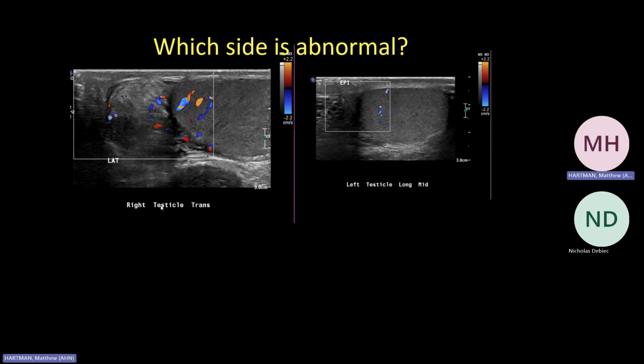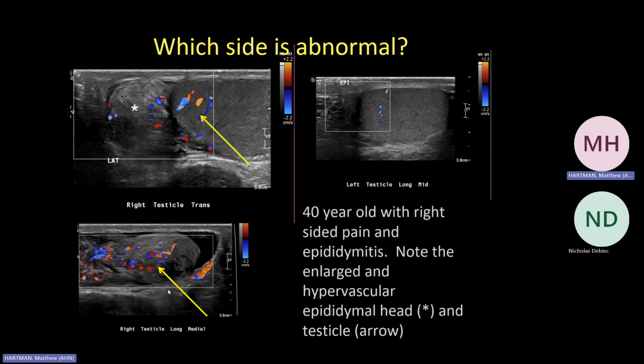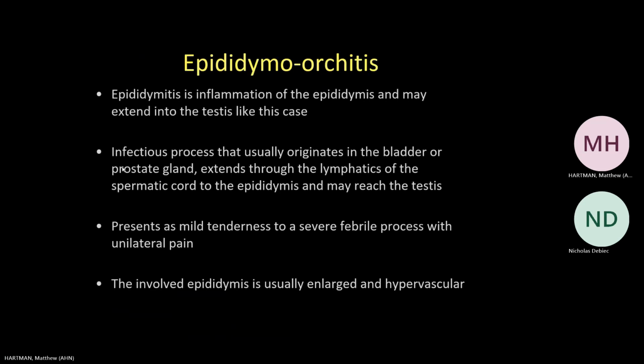Now, how about this case where there is right-sided pain? So we get the testicle, and then above the testicle, the epididymis, which is enlarged and a little bit hyperemic. And we focus on the epididymis, and we show it's very hyperemic. This is a case of epididymitis. So the involved side is usually enlarged and hypervascular.